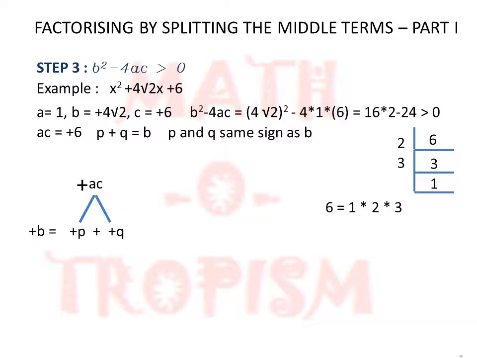But I can see here that b is equal to 4 root 2. So I need a root 2 term also. I need a factor of root 2 also. I don't have a root 2 here, so what I am going to do is split the 2 into 2 root 2's, because root 2 into root 2 will give me 2. So I am writing 6 is equal to 1 into root 2 into root 2 into 3. So now I know c should be p into q, and p plus q should give me b.